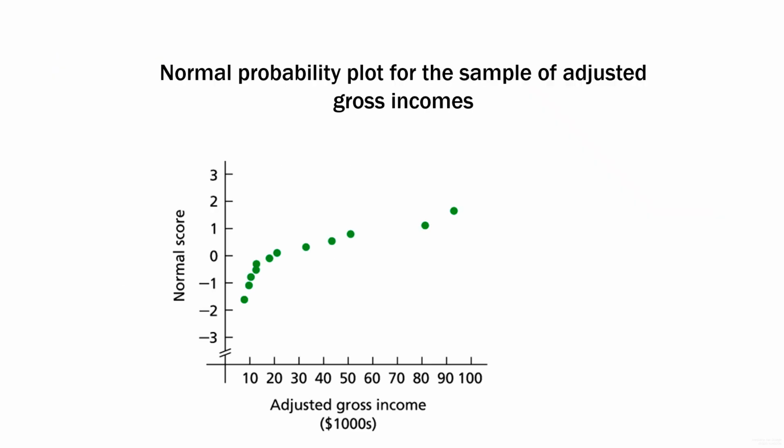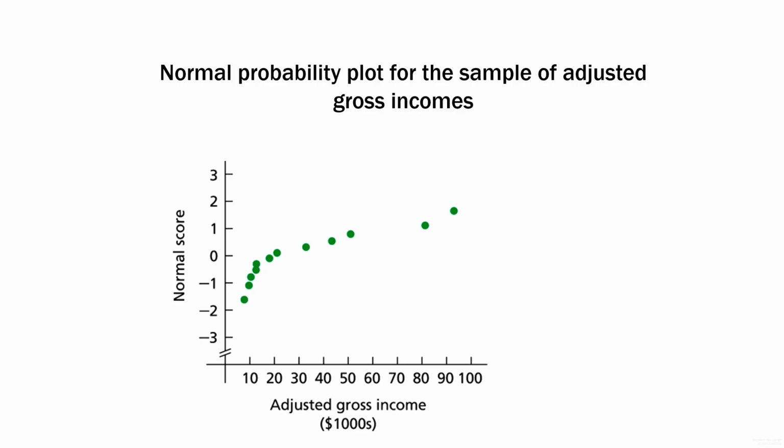Okay, so a normal probability plot was constructed here. To do that, you would arrange your data in increasing order. You would get the normal scores from it, and then you would plot the points using the horizontal axis for the adjusted gross incomes and your vertical axis for your normal scores. And then you'll get something like this.